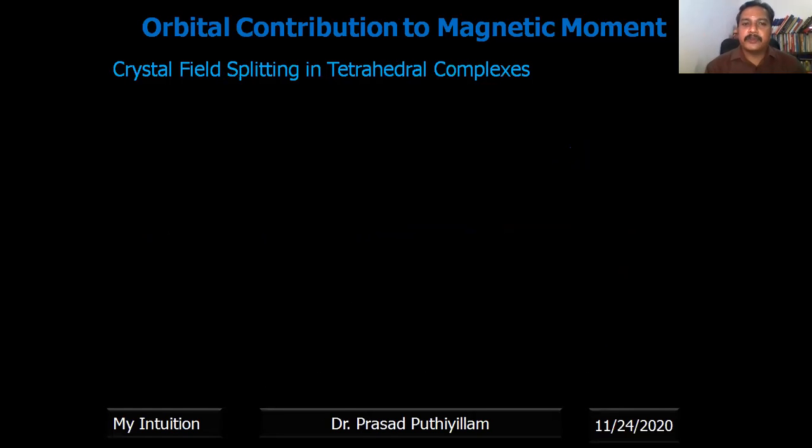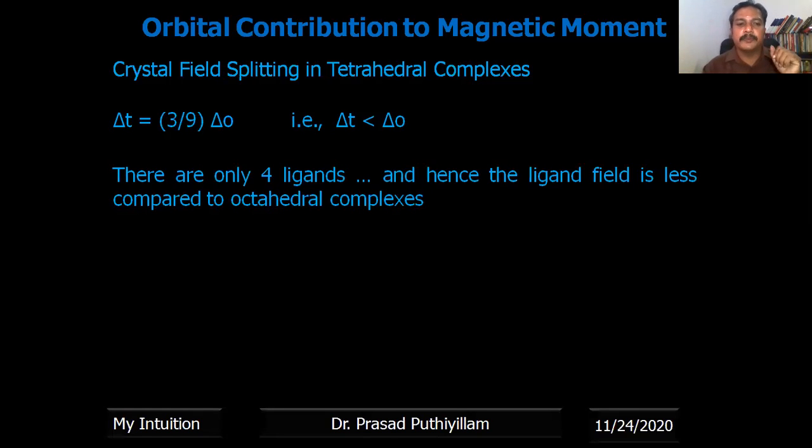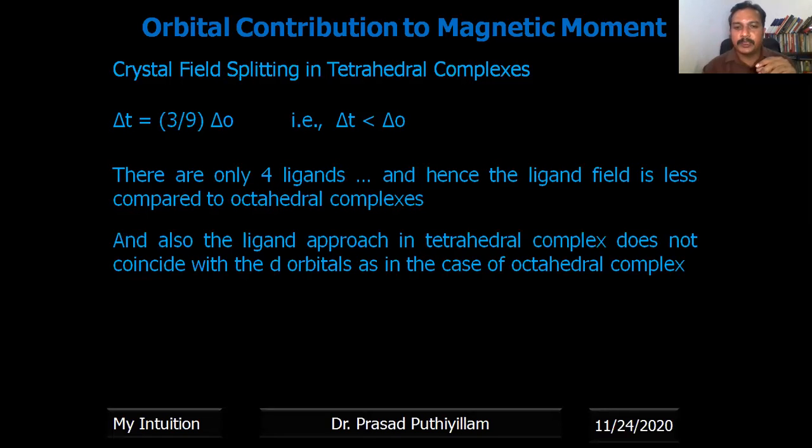Then, crystal field splitting in tetrahedral complexes. In tetrahedral complexes, delta T is 4 by 9 times that of delta O, the octahedral crystal field splitting energy. That means the tetrahedral splitting energy is very small. So whether it is a strong field or weak field ligand, the energy difference is small. Therefore, electrons will singly occupy rather than pair up. The ligand field is not contributing towards the electronic configuration here, because only 4 ligands are there, so the ligand field is less compared to an octahedral complex.